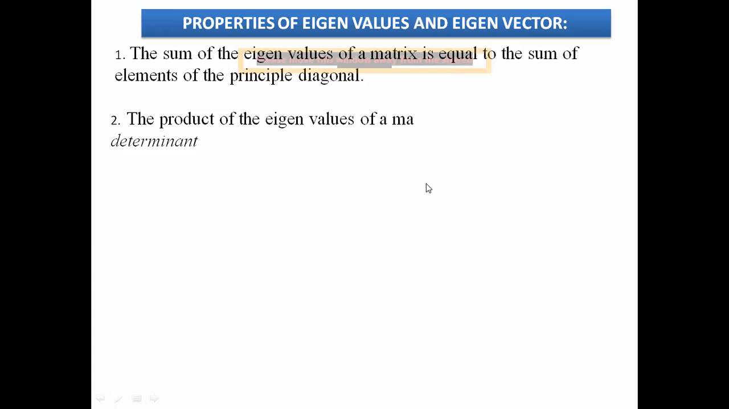Another is, we find the product of the eigenvalues. That will always be equal to the value of the determinant. A matrix is given; instead of expanding it and getting the determinant, if you know the eigenvalues, find the product. That will be the answer for that.